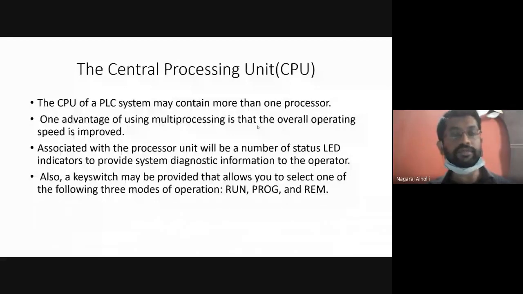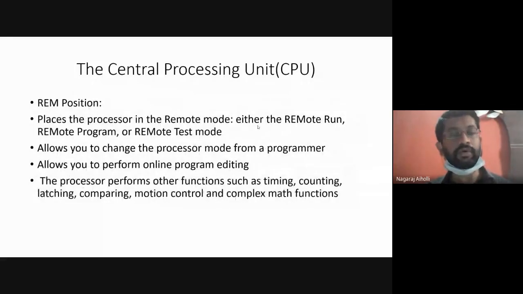The remote position places the processor in the remote mode, either in the remote run mode, remote program mode or the remote test mode. This allows you to change the processor mode from a programmer, so the user can change from one mode to another. Either you can use your CPU in run mode, program mode or test mode, that is, the remote run mode, remote program mode or remote test mode.